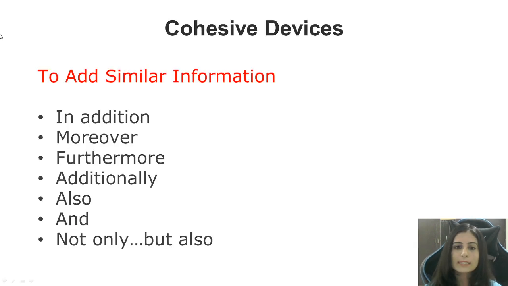So to add similar information, for example, when you're giving the pointers for advantages, when you're giving the examples for, let's say, disadvantages, or when you're supporting one side of the statement, when there are two opinions, like some people believe this, some people believe that, when you're giving similar information, you will be using these words. So in addition, moreover, furthermore, additionally, also, and not only, but also.